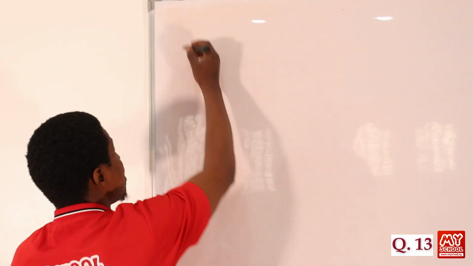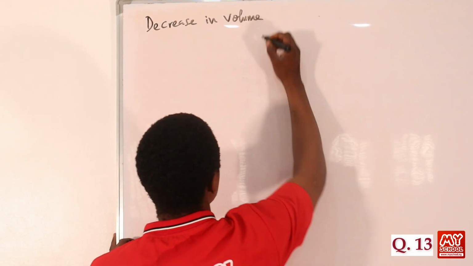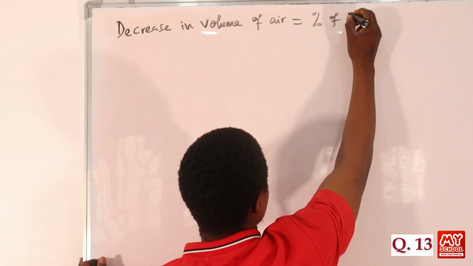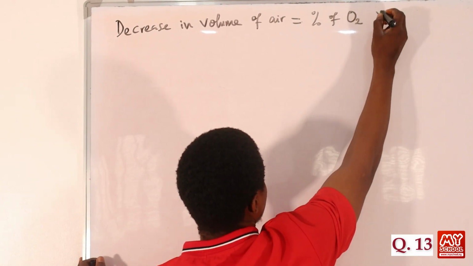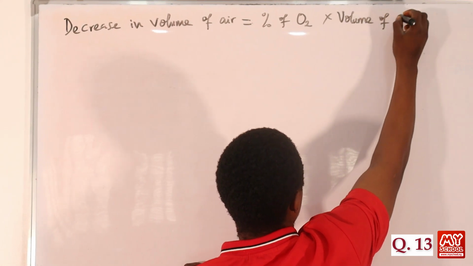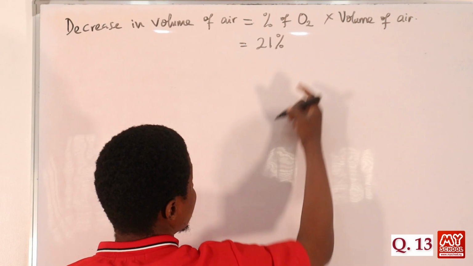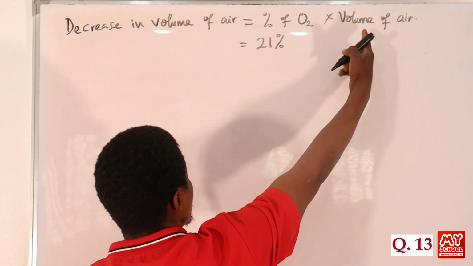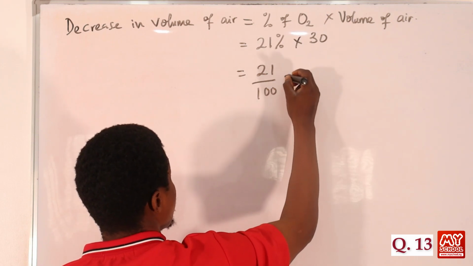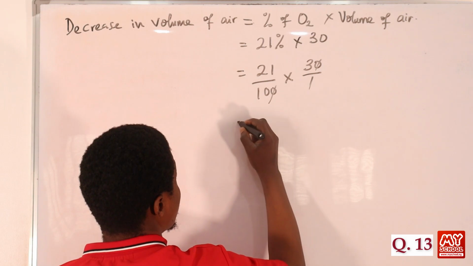All we need to do now is to find the decrease in volume. Decrease in volume of what? Of air. What percentage is removed? So we just have the percentage of air which is oxygen, multiplied by the volume of air. We said it is 21% of oxygen that makes up the total air, and the volume of air that we are given here is just 30. So we have 21 over 100 multiplied by 30 over 1. So this cancels this. We are left with 21 multiplied by 3.